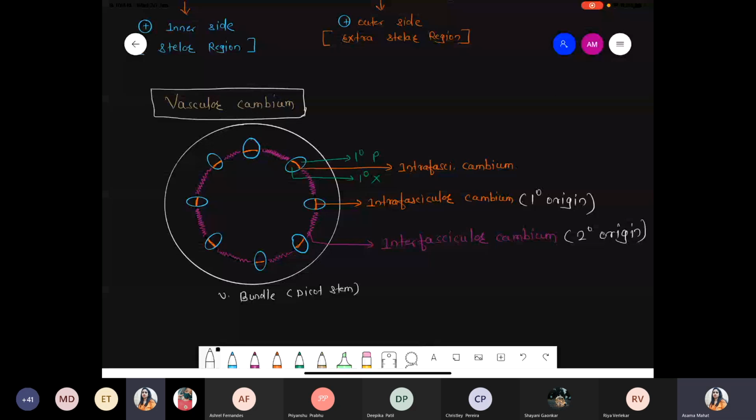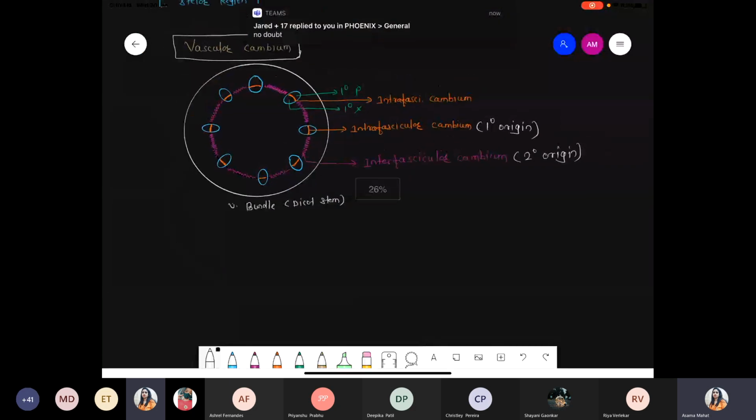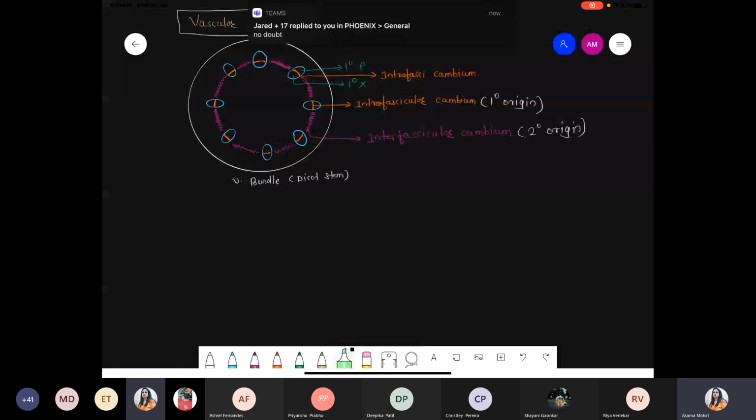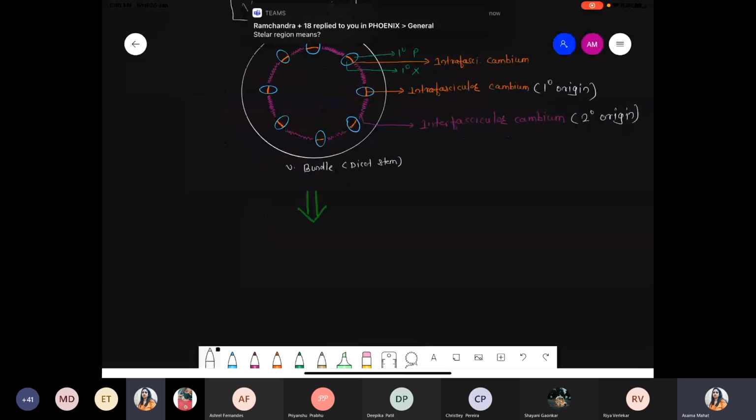Okay. Now we are talking about the second diagram, that is primary origin, secondary origin, meaning the intrafascicular cambium as well as the interfascicular cambium. They join with each other, and after the joining they form a new cambium, that is called the vascular cambium. So we are talking about the next part, stellar region.